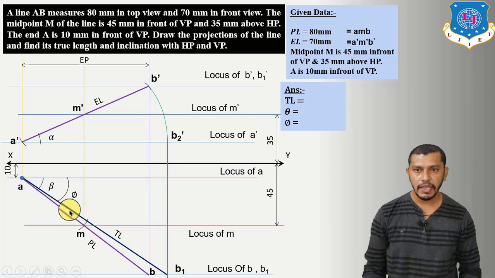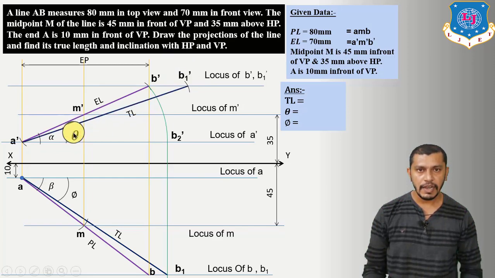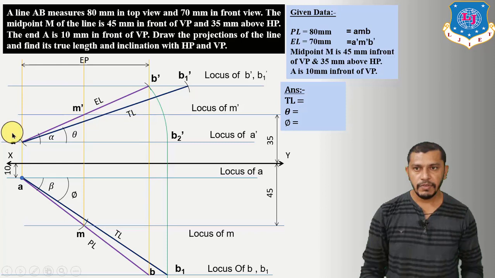Now measure this AB1 length, which is our true length. Take center at A dash and give an arc on the locus of B dash or B1 dash. So here we will get B1 dash, and by connecting B1 dash to A dash, we will get the true length, which is inclined at an angle of theta. Now we have fixed the A dash, so we will get the M1 and M also.